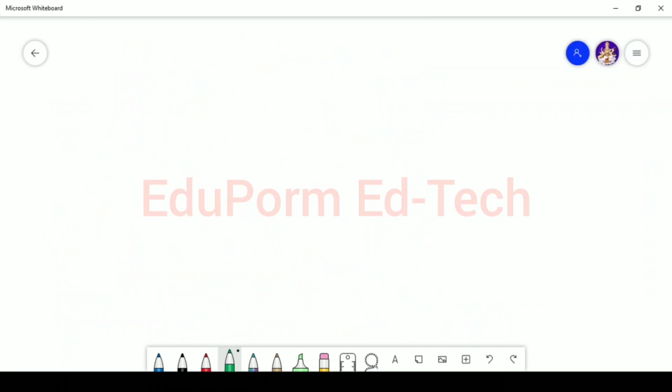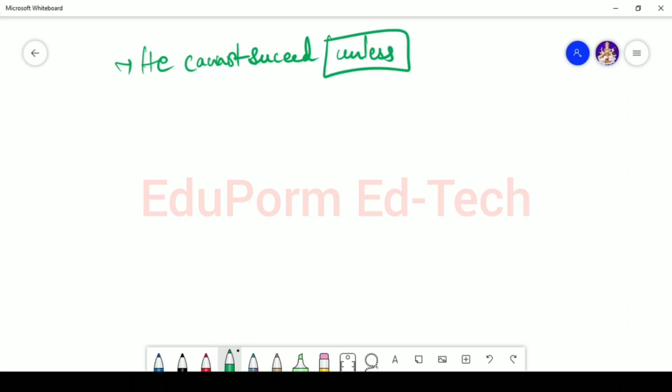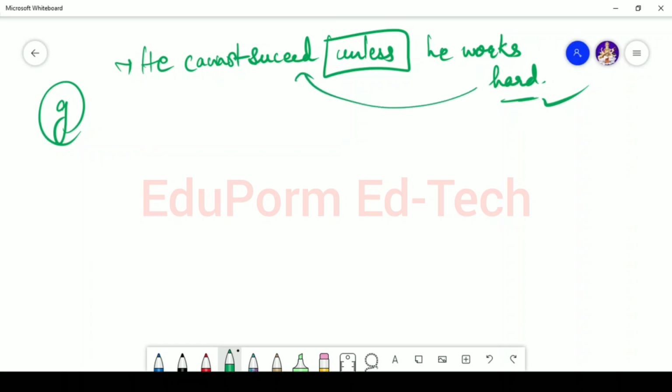Okay, let's say for example, he cannot succeed. If I have to say that he cannot succeed unless he works hard. Okay, he cannot succeed unless he works hard. Now this is basically representing a condition कि अगर वो मेहनत नहीं करेगा तो वो succeed नहीं कर पाएगा. ठीक है, उसे सफलता नहीं मिलेगी. He cannot reach his goals or his destination.